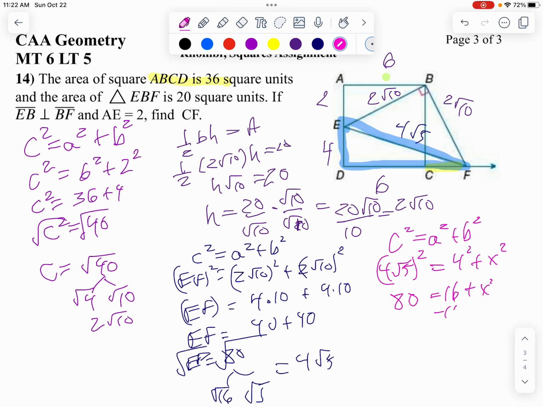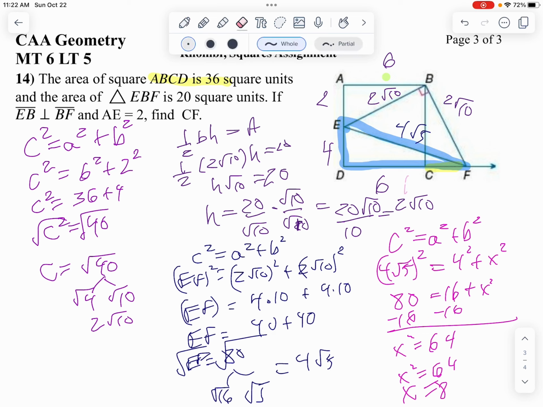I will subtract 16 from both sides. So x squared is going to be 80 minus 16, which is 64. So x squared equals 64. So I know this whole length is going to be 8. And if the whole length is 8, that means C to F is 2.